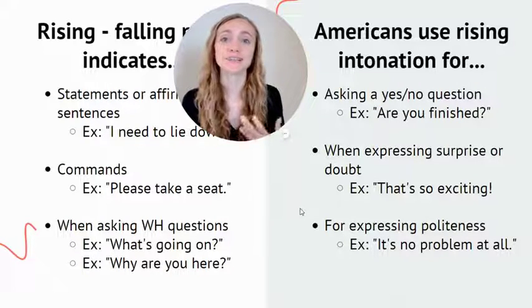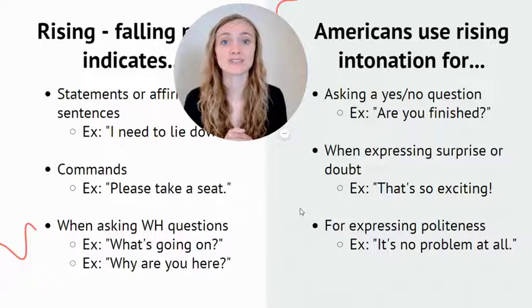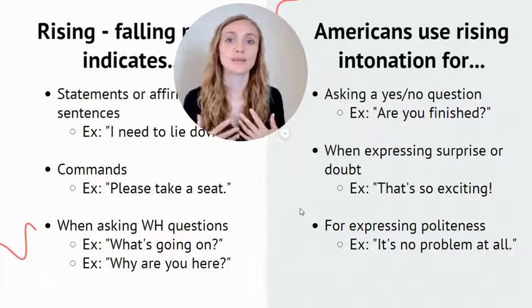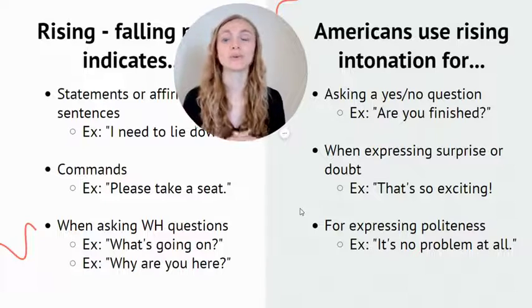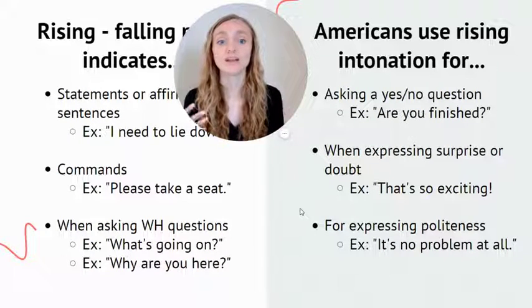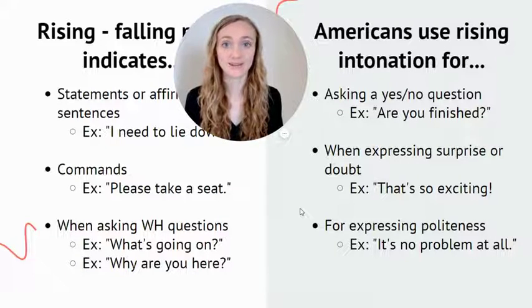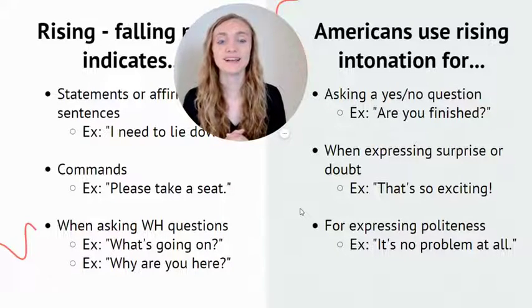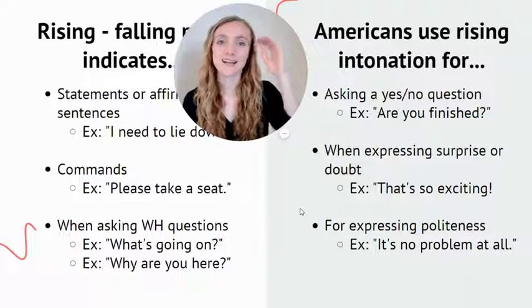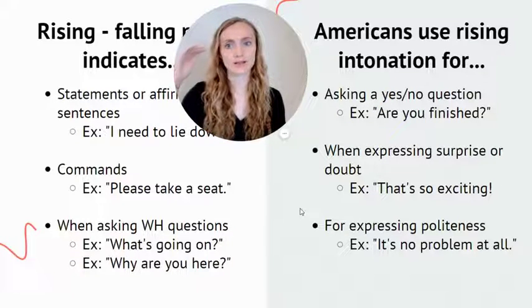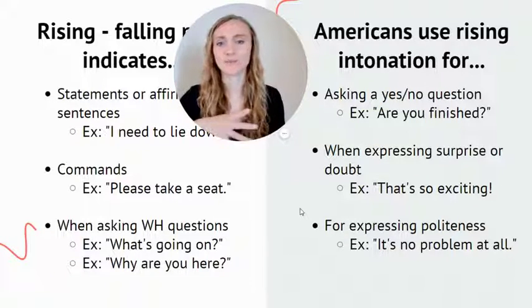And also for expressing politeness. And this is really important when you're having just daily conversations with people, like in the airport, or you meet someone new, or you're networking, or you go to a restaurant. We want to sound polite. In English, we sound very polite with our intonation patterns. So if I say, it's no problem at all. So I want to be really kind to you. Oh no, it's no problem at all. So I use a higher intonation. It's no problem at all. Versus if I used a rising to falling intonation, I wouldn't sound as polite.